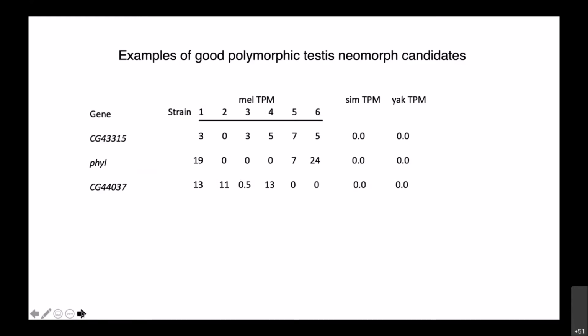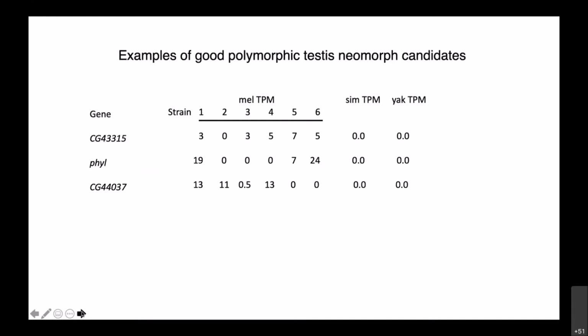All right, so those were the 6 fixed neomorphs. I don't have a lot to say about the mechanisms. We'd love to understand the role of selection in generating these phenotypes, but we really don't have a lot of insight into that yet. Here are some of the polymorphic neomorphs that are expressed in the testis.